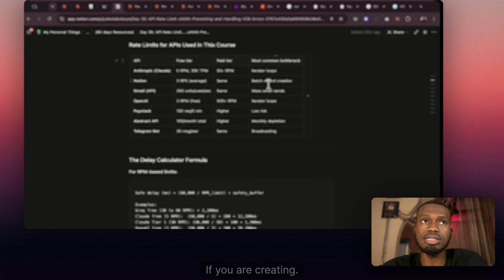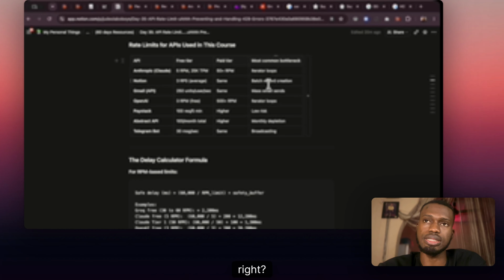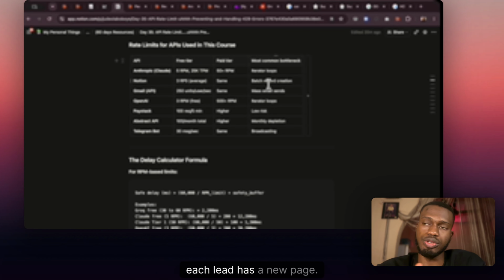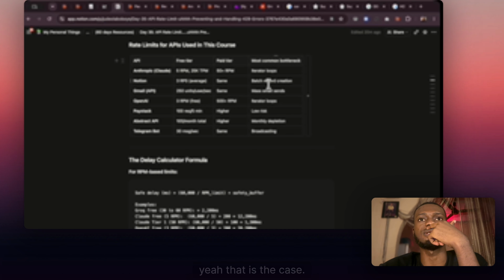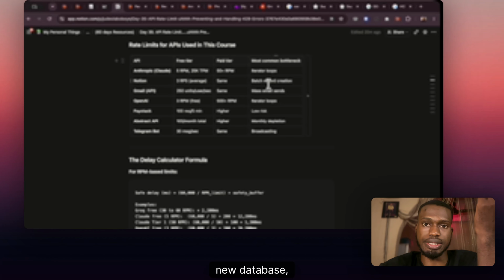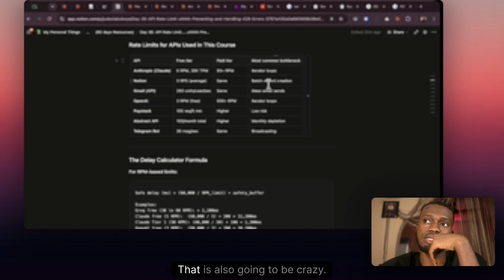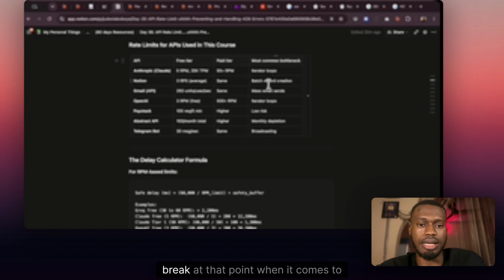If you are creating multiple pages at once, let's say you have a lot of leads and you want to fill them in. Each lead in your database has a new page. Probably, yeah, that is the case. You are creating new data, creating databases per call. That is also going to be crazy. So in cases like this, it might actually break at that point.